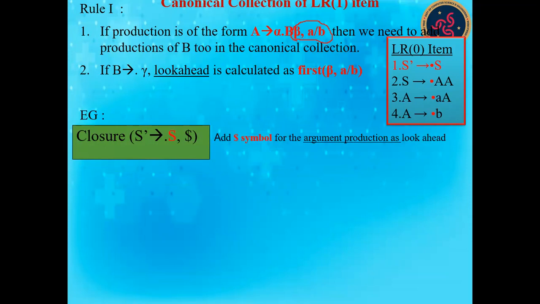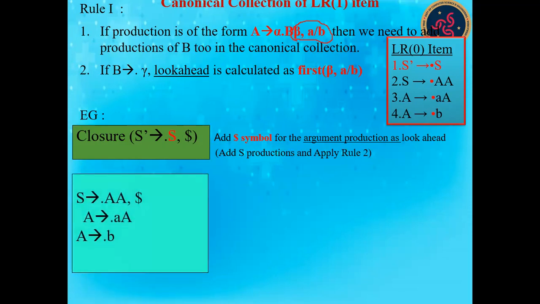Again, we apply the closure upon this particular production, that is S prime gives dot S. Here after the dot comes a non-terminal capital S, so we need to add all the productions of S. The S production is S gives dot AA. So I am adding that production, S gives dot AA. Again, I need a look ahead symbol. How can we find out the look ahead symbol?